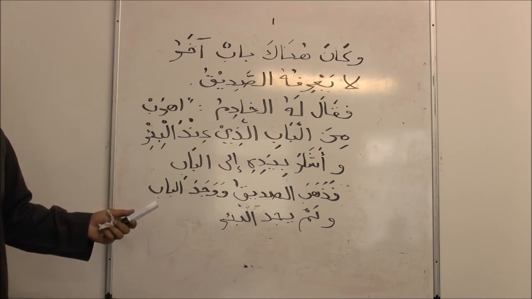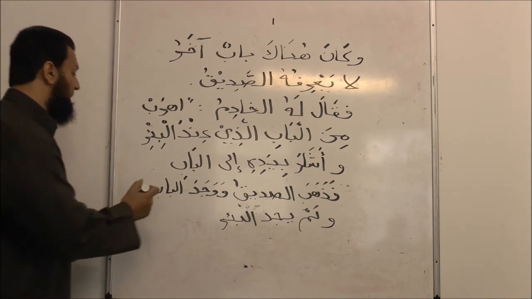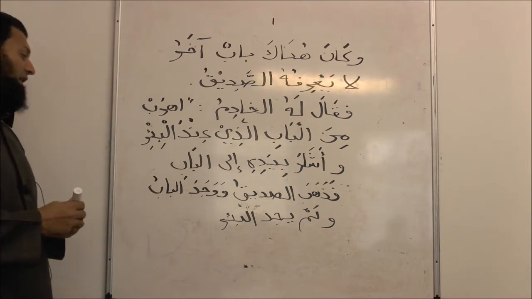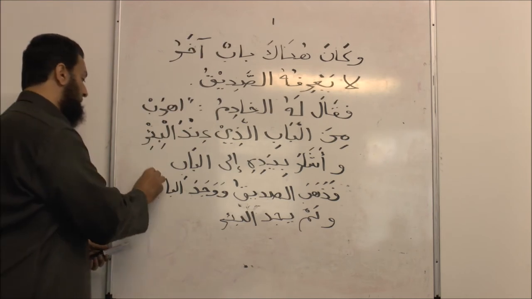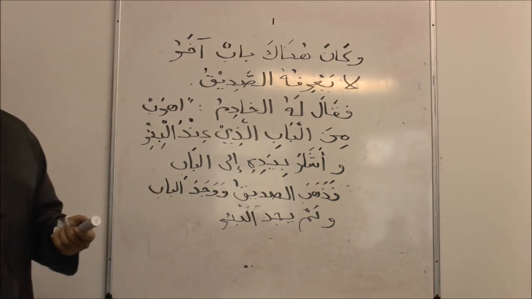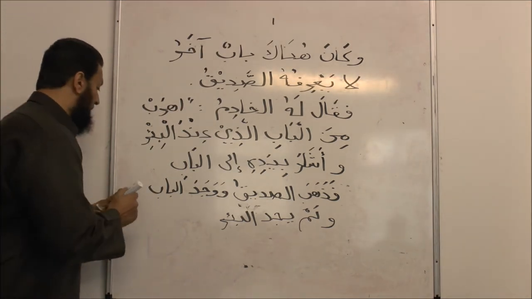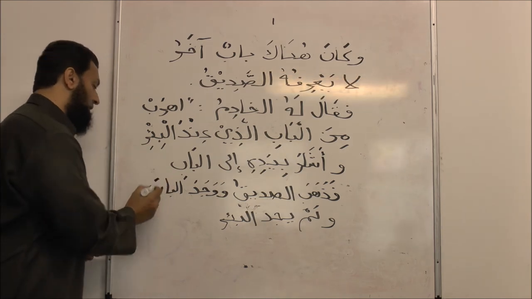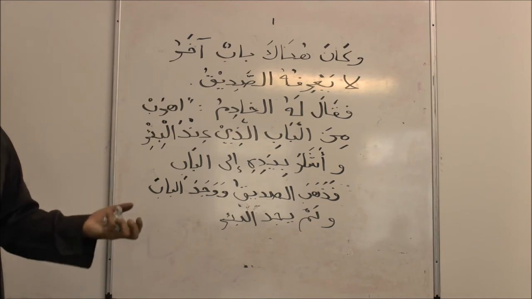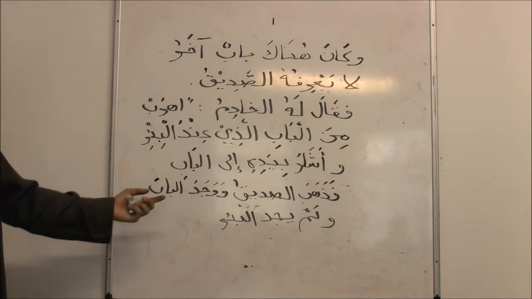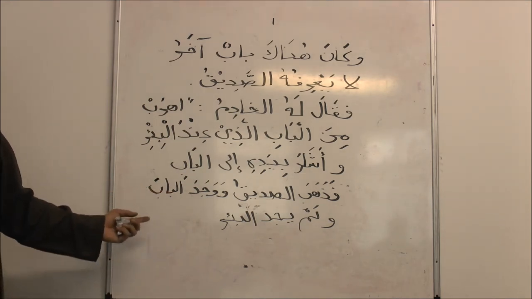If you say wajada al-Babu, then al-Babu is the doer. You can't say that. Wajada al-Ba-ba. Why al-Ba-ba? Because that's the object that you find. Because it's a maf'ulun bihi. Right? Wajada al-Ba-ba.